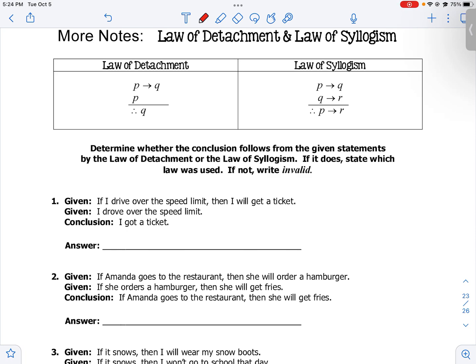If it does, state which law was used, and if not, write invalid or no valid conclusion. But invalid's way faster. Let's write that, all right? So we're looking for LD, or we're looking for LS, or we're going to say nothing. Go ahead and give it a pause. Try the first 5. Let's see how you do.